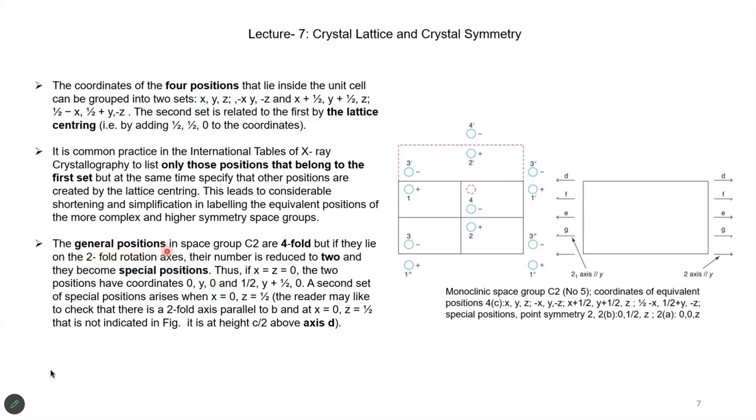I repeat this, the general position in space group C2 is fourfold, but if they lie on a twofold rotation axis, their number is reduced to 2. And then special position 2 becomes the special position. Thus, x is equal to 0 and z is equal to 0. These two positions have coordinates 0, y, 0, and half, y plus half, 0. For a second set of the special position, if x is equal to 0, z is equal to 0, we may read it like this in the figure: C2, 2b, 2a.